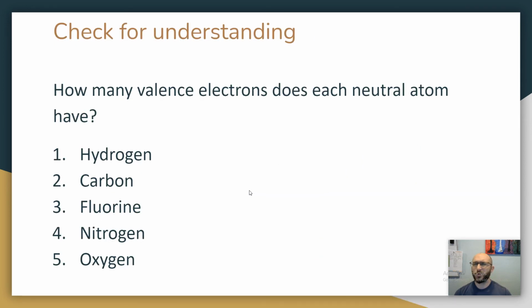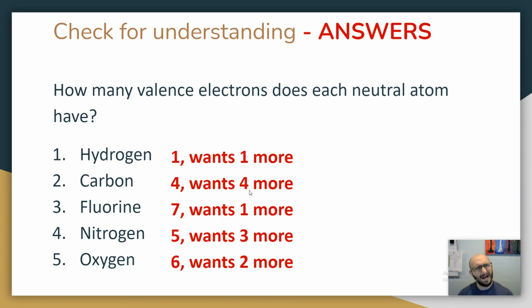All right, quick check for understanding, and then we're done. How many valence electrons does each neutral atom have? On your periodic table, find hydrogen, find carbon, find fluorine, find nitrogen, find oxygen. How many valence electrons do they have? Please press pause until you find the answer. I am now assuming you have found the answer. How'd you do?